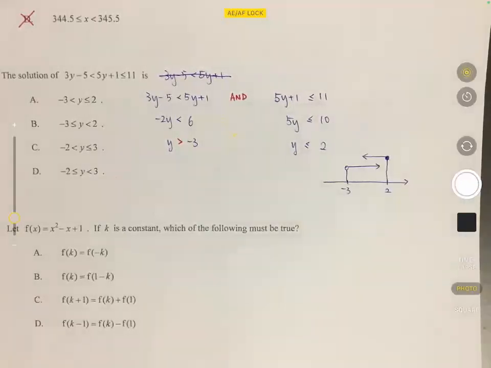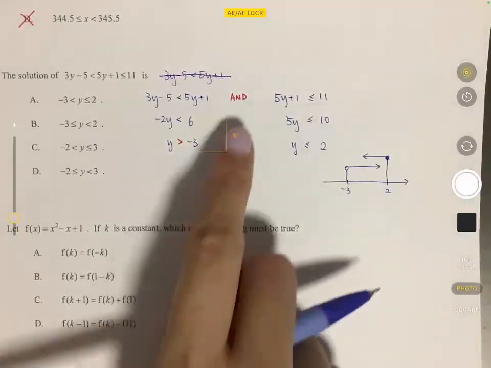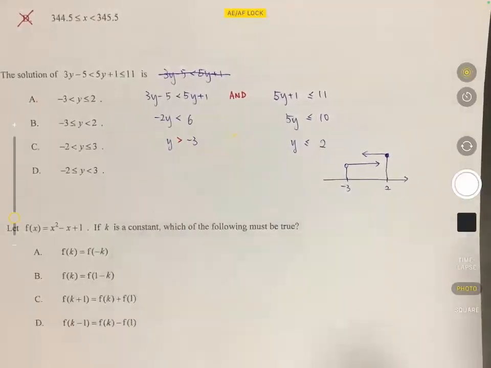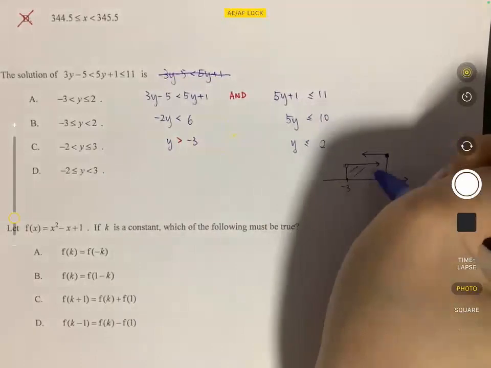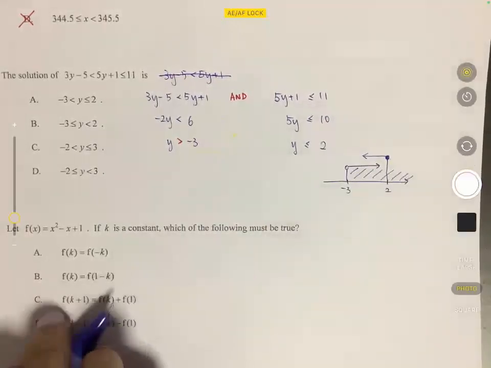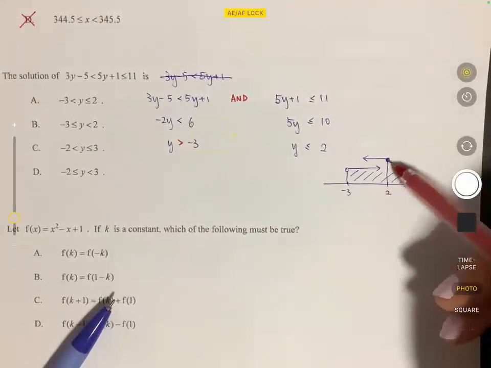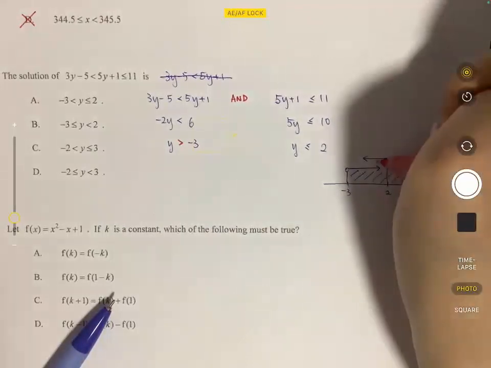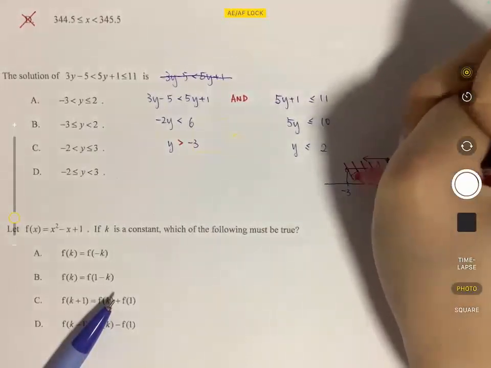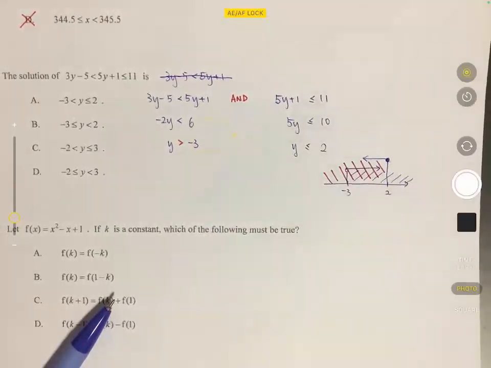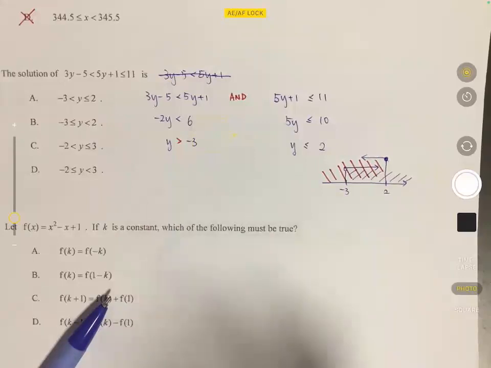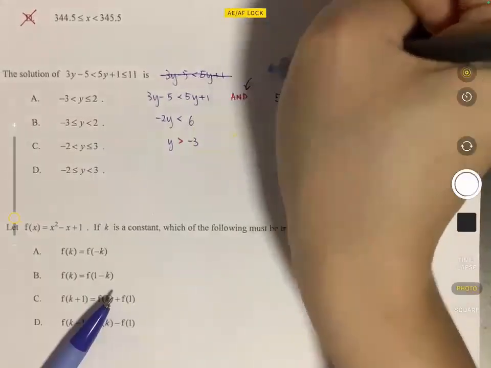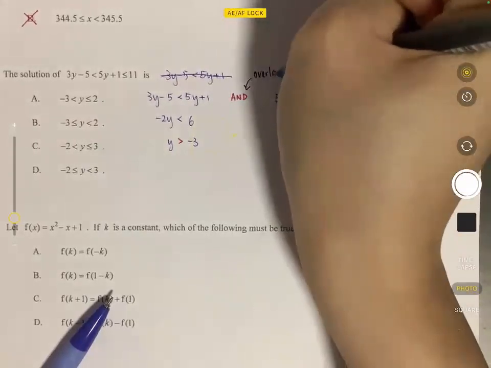After that, where is the outcome? Where is the conclusion? For negative 3, the arrow goes like this, and I highlight the part here. For 2, I highlight the part which is under the 2, and then I go this way. Now the keyword is and. That means we need to find out where the overlapping region is. I'll write this down for you.